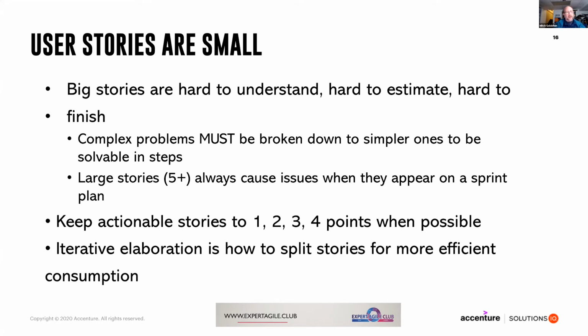That's why I recommend, if we use that scheme, we keep actionable stories to ideally 1, 2, 3 if we need to, 4 if we have to, 2 points when possible. We want to try and get the stories down as small as possible. And the way we do that is by using iterative elaboration. And that allows us to split these stories down and make them more efficient to consume.